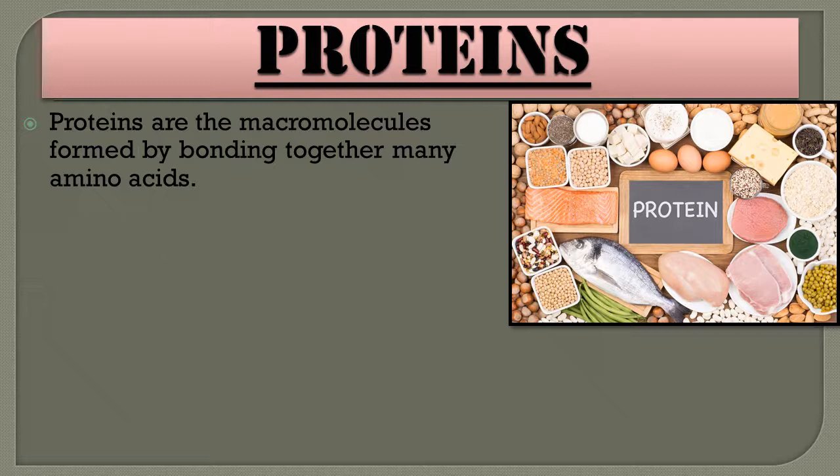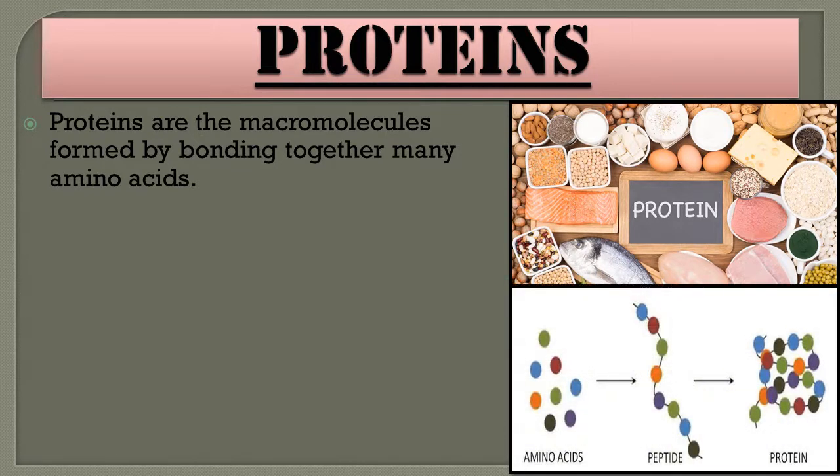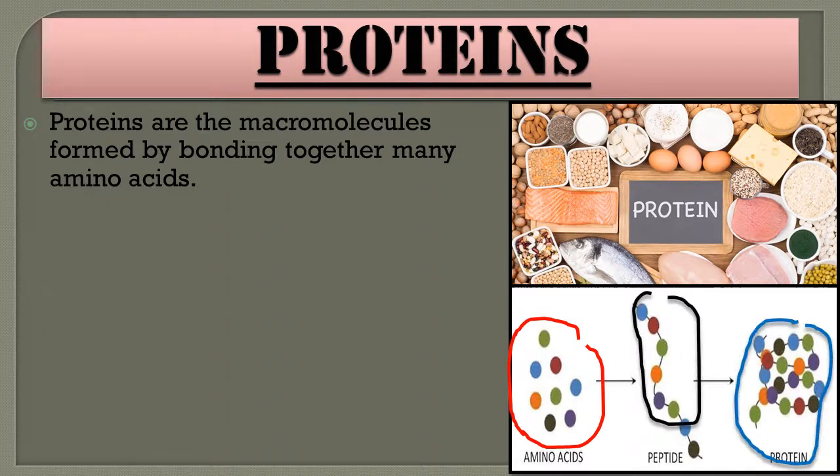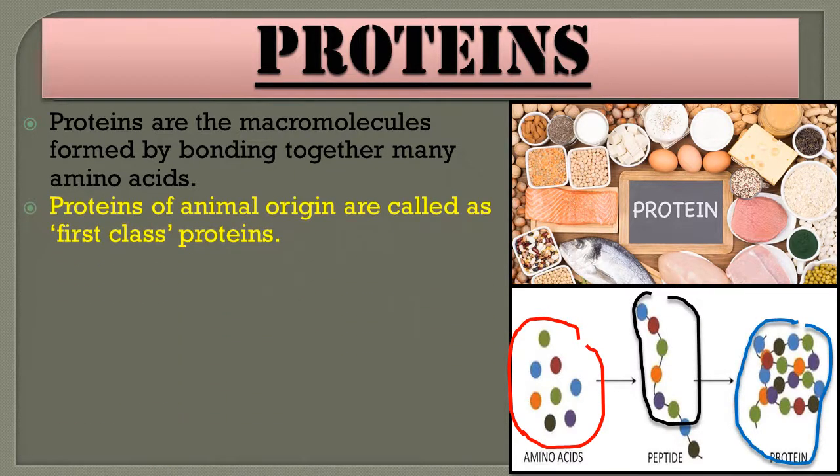So proteins are basically amino acids. Different types of amino acids bond together to form proteins. And students, proteins of animal origin: here the amino acids are bonded together by means of peptide bonds, peptide linkage, to form proteins. Proteins of animal origin are called first class proteins. It means the proteins which we get from animal sources like fishes, eggs, milk, meat are the first class proteins.